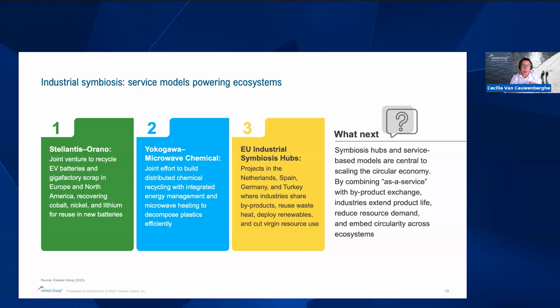The third example is the EU industrial symbiosis hubs, with shared utilities for shared growth. There are projects in the Netherlands, Spain, Germany, and Turkey that showcase ecosystem-level integration across energy-intensive industries. The technology uses common utilities: water, compressed air, carbon dioxide reuse, and waste heat networks that link chemical, metallurgy, and manufacturing facilities.